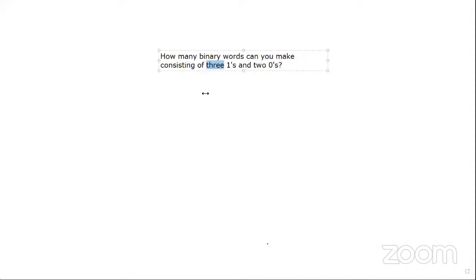So you have 3 ones and 2 zeros. Okay, so this is another example of a word that consists of 3 ones and 2 zeros. Another example is that one: 1 1 1 0 1 0 1. Yeah, so there are 3 ones and 2 zeros.